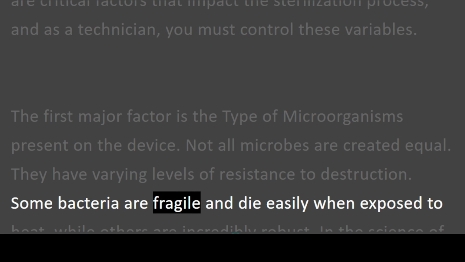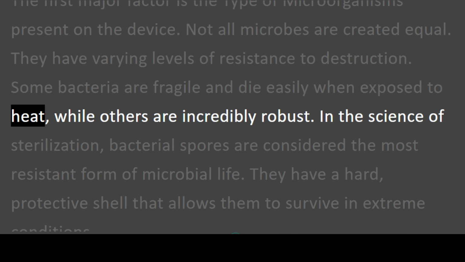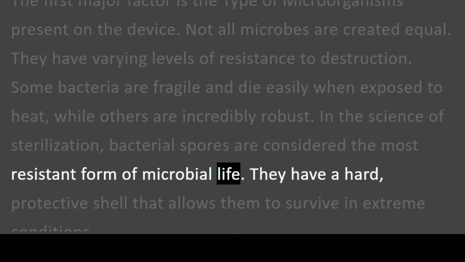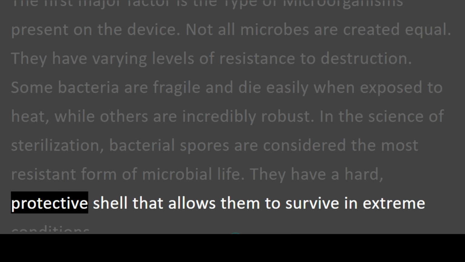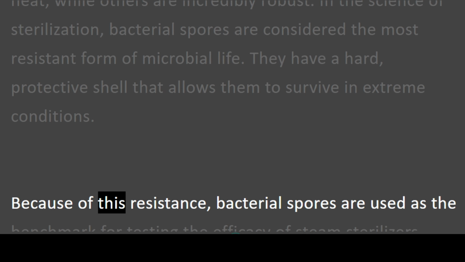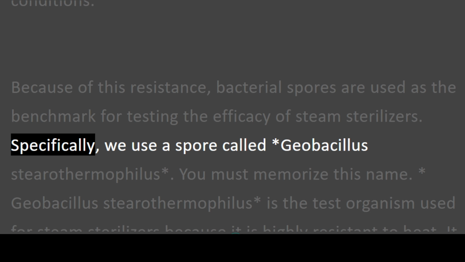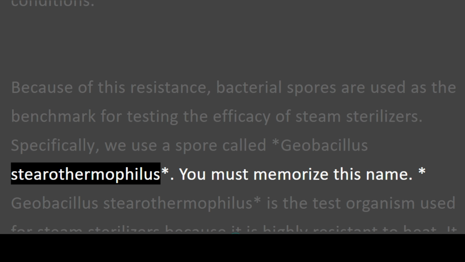They have varying levels of resistance to destruction. Some bacteria are fragile and die easily when exposed to heat, while others are incredibly robust. In the science of sterilization, bacterial spores are considered the most resistant form of microbial life. They have a hard, protective shell that allows them to survive in extreme conditions. Because of this resistance, bacterial spores are used as the benchmark for testing the efficacy of steam sterilizers. Specifically, we use a spore called Geobacillus stearothermophilus. You must memorize this name.